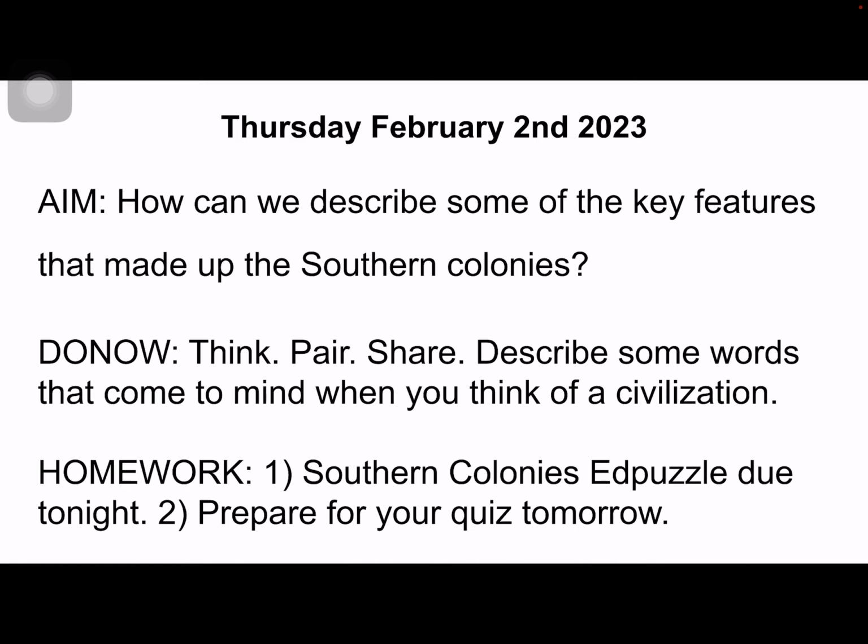So with that being said, our aim for today is how can we describe some of the key features of the Southern colonies? How can we describe key elements that made up the Southern colonies? And by the end of the day, you'll know what those Southern colonies were. But we're going to talk about some of those different features today because each establishment, each region was different from the next.